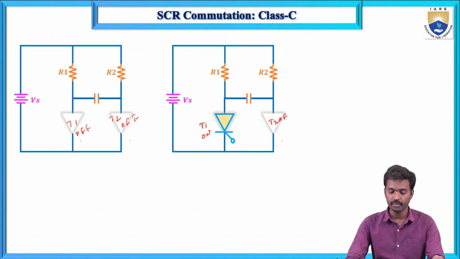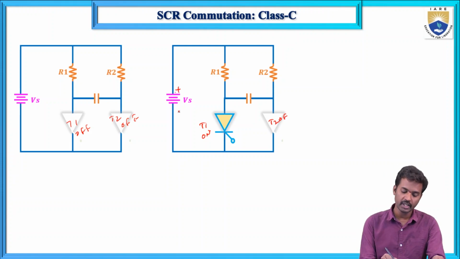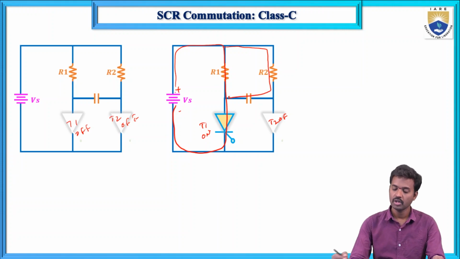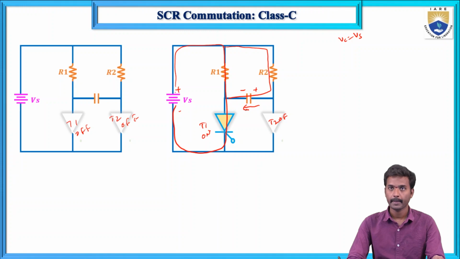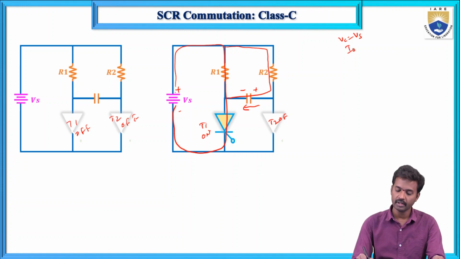With T2 off, current flows from plus through R1, T1 and back to the negative, and also current flows through R2. Initially there are two assumptions. First, the capacitor voltage VC equals Vs, with plus and minus polarity as shown. Second, I0 is constant.